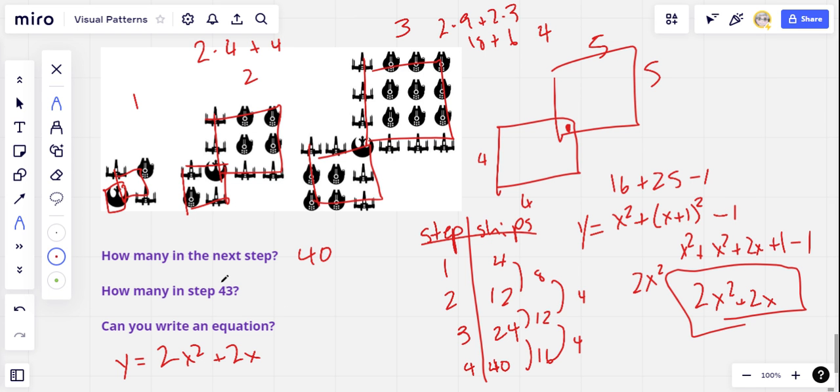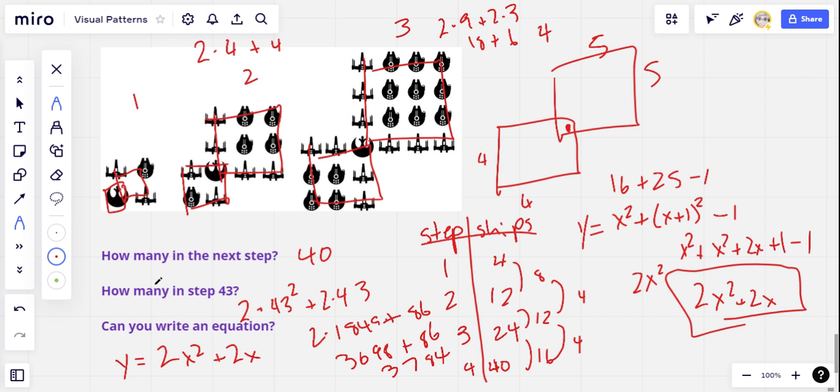Well, all that remains then is to calculate step 43 using this equation. So we can say 2 times 43 squared plus 2 times 43. And let's see, 43 squared is 1849, and times 2 plus 2 times 43 is 86. 1849 times 2 is 3698, plus 86. I think I'm getting 3784. So 3784 Star Wars ships in step number 43.